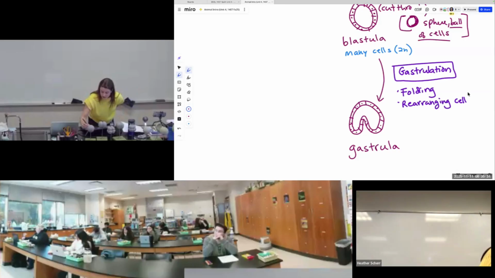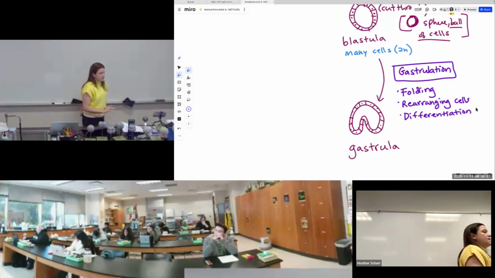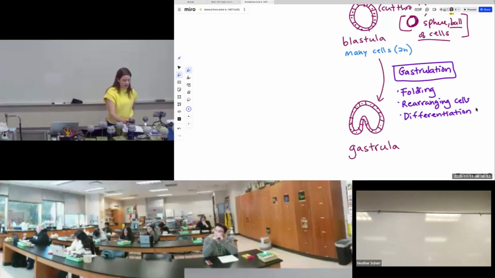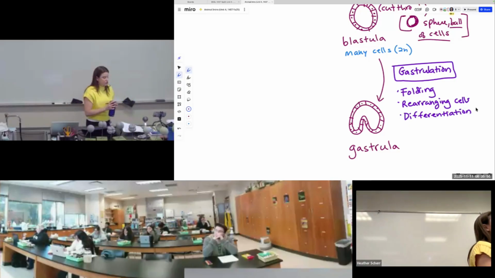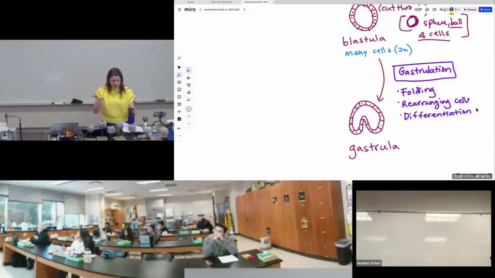And rearranging cells so that you get the tissue rearranging. So you've got folding. And then we have differentiation of those cells. Up to the blastula, cells are pretty much uniform, well, they have some differences, but they're kind of uniform at that point, which is why you can use those embryonic stem cells because they're not differentiated yet. But once they get to the gastrulation stages, then they're starting to differentiate.